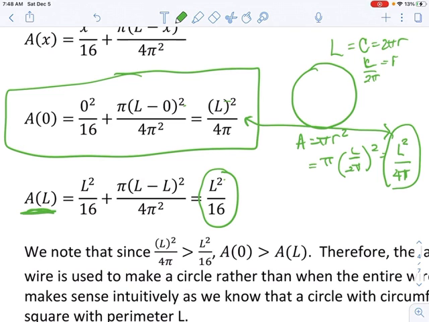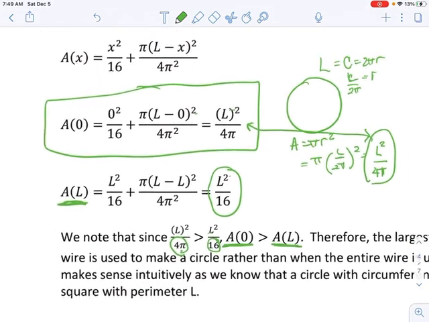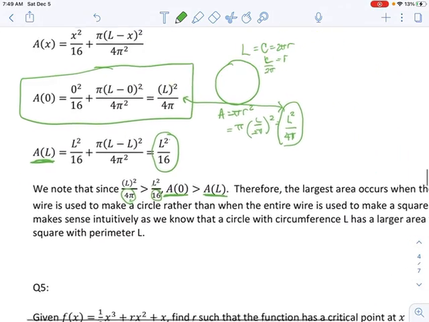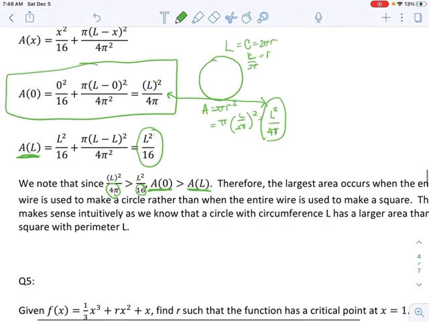So here are our two choices: L squared over 4 pi or L squared over 16. Since 4 pi is like 4 times 3, that's going to be a little bit smaller than 16. And if a fraction has a smaller denominator and the same numerator, it's going to be greater. So that means that the circle, when you have no cut at all, is bigger than the endpoint when you only have a square. Therefore, the largest area occurs when the wire is used to make a circle rather than when the entire wire is used to make a square.